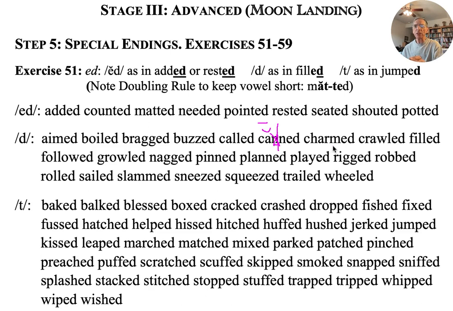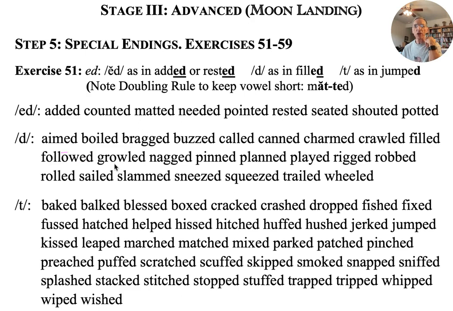caned. Next we have charmed. She charmed the audience. Crawled. The baby crawled out of his bed. Filled. They filled the glass to the top. Followed. Followed is two syllables, but only because you have an extra syllable there. But this ending doesn't add a syllable. Followed. Notice that's a long O-W, not ow, but O.